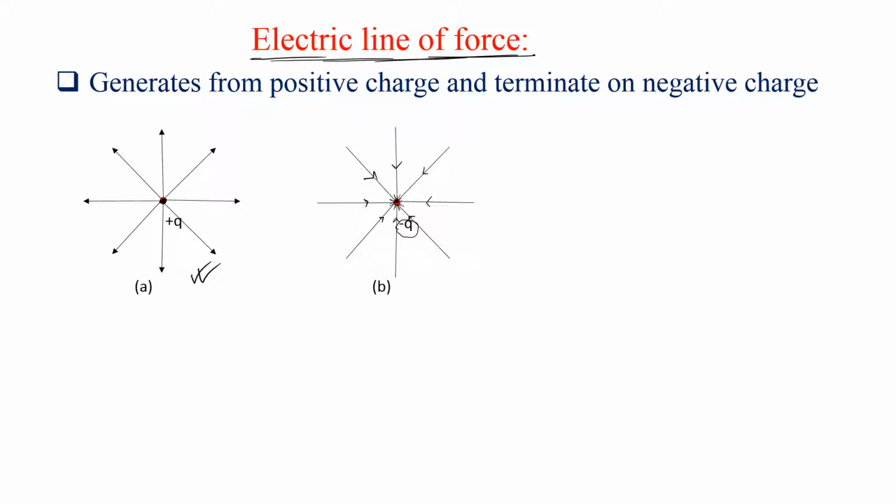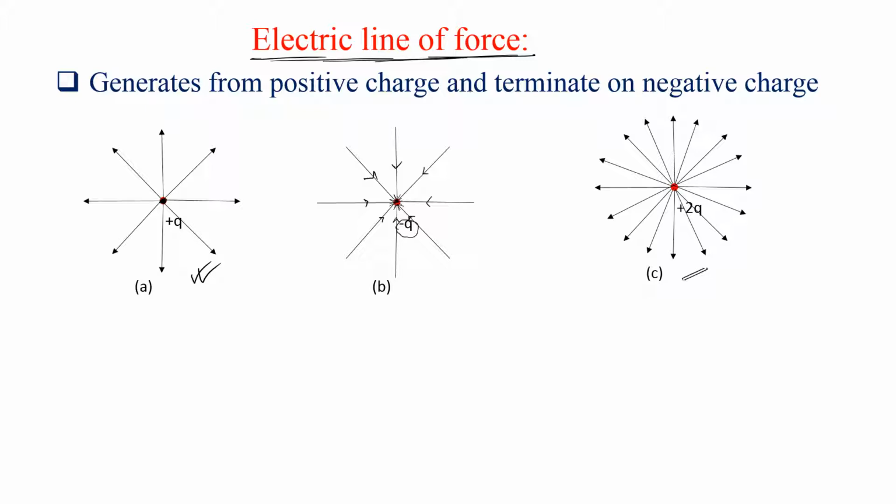Now if we have a positive charge 2q, then the electric line of force will look like this. For charge q, the line of force is denoted by A, and for charge 2q by C. So you can clearly observe from these two figures A and C that if the charge changes, the lines of force emitted or coming to the charge also change. That means if the charge decreases or increases, the lines of force also decrease or increase accordingly. Here the charge is twice that of this one, that is why the lines of force are twice those of the first one.